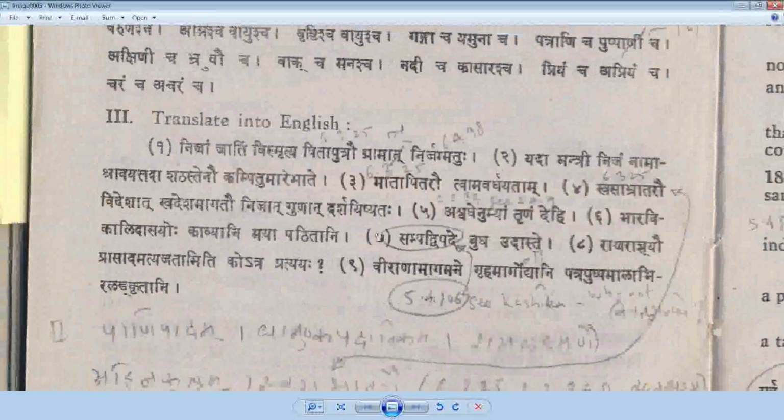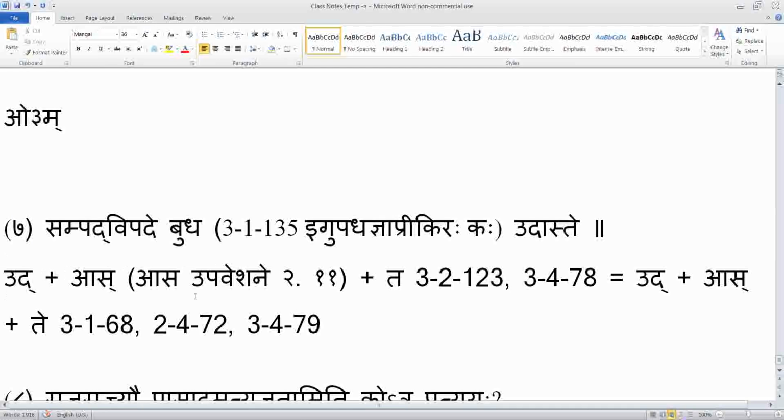Sampad vipade buddha udaste. That's the first example here. I think we already did this kind of last time. So the padacheda is straightforward. Sampad vipade saptamyeka vachanam. Saptamyeka of sampad vipada. Sampad vipada is the pratipadikam here. You know, Buddha, of course, is Buddha, is the padacheda here.